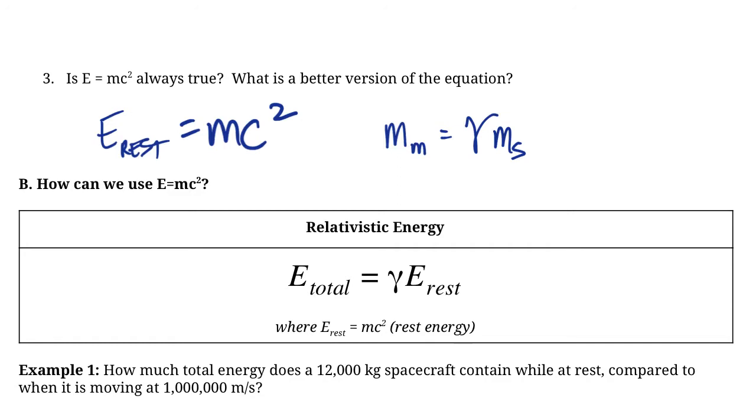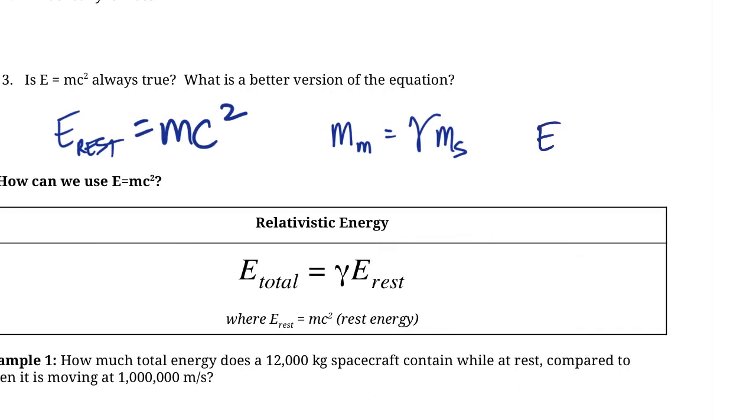So if that's the case, can't we just substitute that into this equation for the mass? Because the mass that we want is the relativistic mass, right? So we can, and if we do, we get that the energy, this energy in motion, our relativistic energy, is equal to gamma times the stationary mass times c squared. So this is actually a better equation for energy. It takes into account all the relativistic energy of that object. And that's the equation we use.